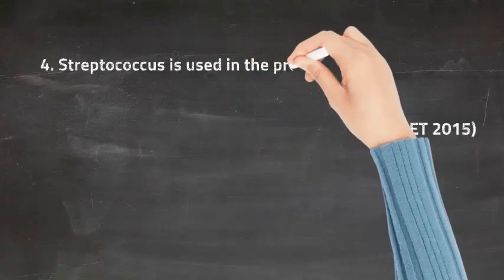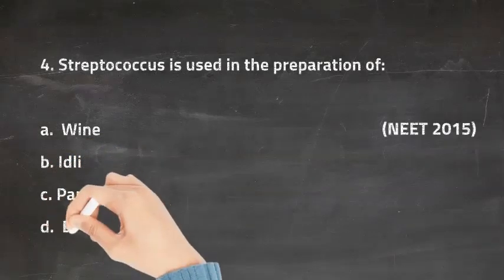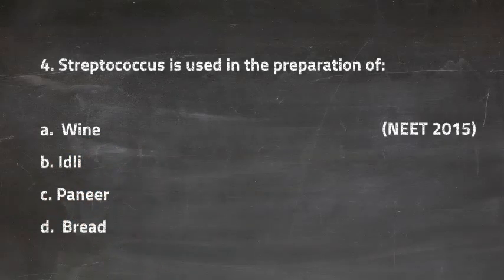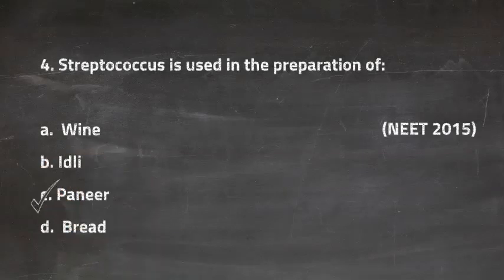Question fourth. Streptococcus is used in the preparation of option A, wine. Option B, Italy. Option C, paneer. Or option D, bread. The right answer is option C, paneer.